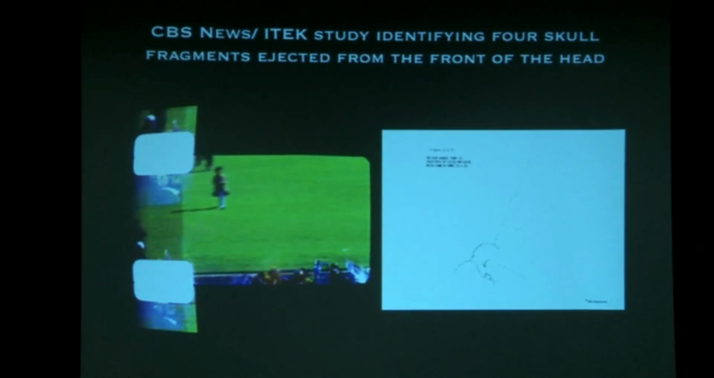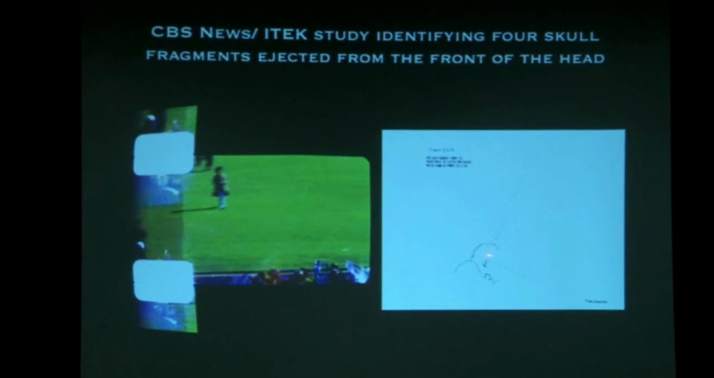But the real proof resides in the Zapruder film. CBS News contracted the iTech Corporation to do a study of the particulate matter ejected from JFK's head. iTech had developed spy satellites and done photo reconnaissance for the CIA. Now, their study is not perfect because they failed to realize that 5 fragments of the skull were recovered, and they only identified 4 because they didn't look at later frames.